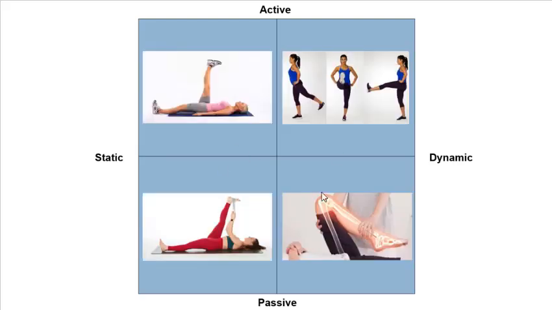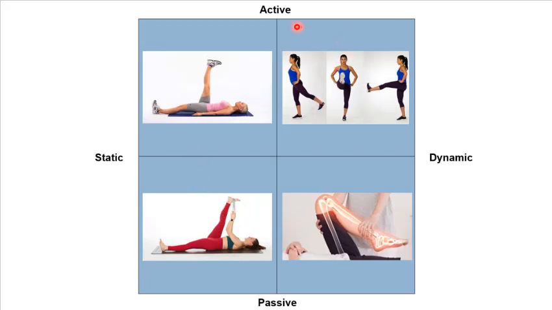What that looks like: passive static stretching is what most people traditionally think of as stretching, where you're trying to lengthen the hamstring right here. Let me pull up my laser pointer. So right here you're trying to stretch this part of the muscle, and either a partner or gravity or your hands are pulling your leg back.